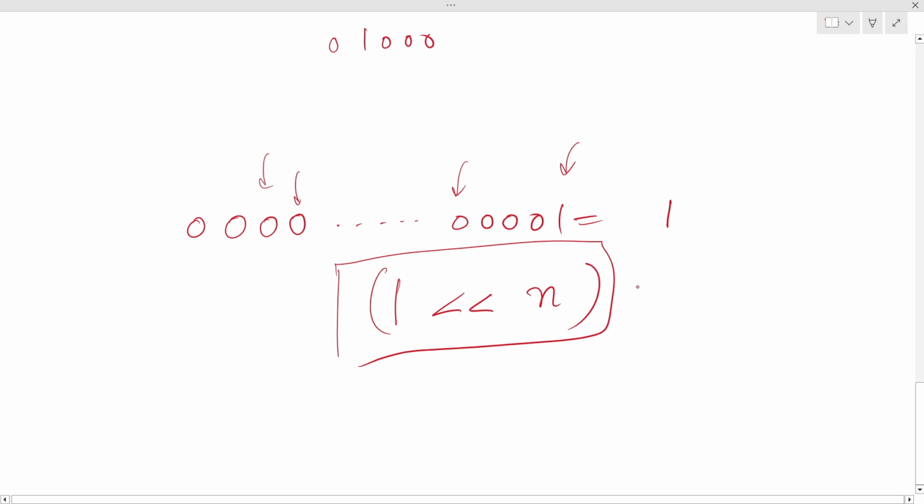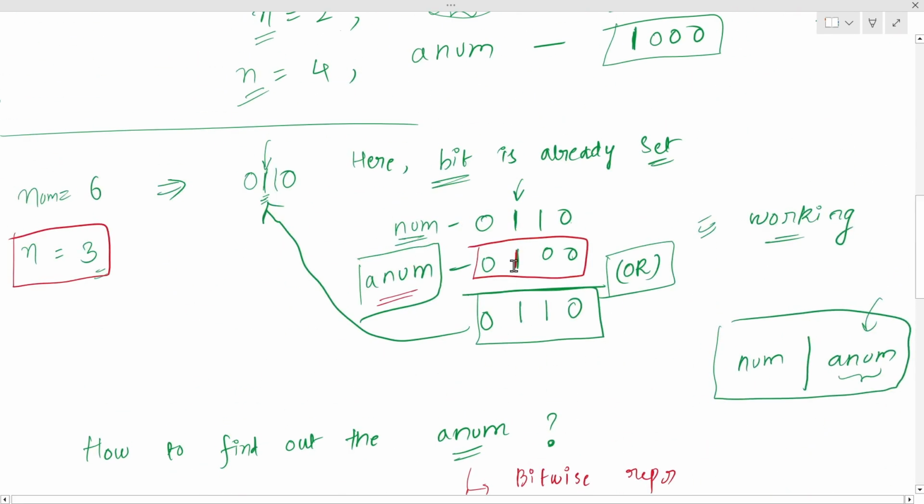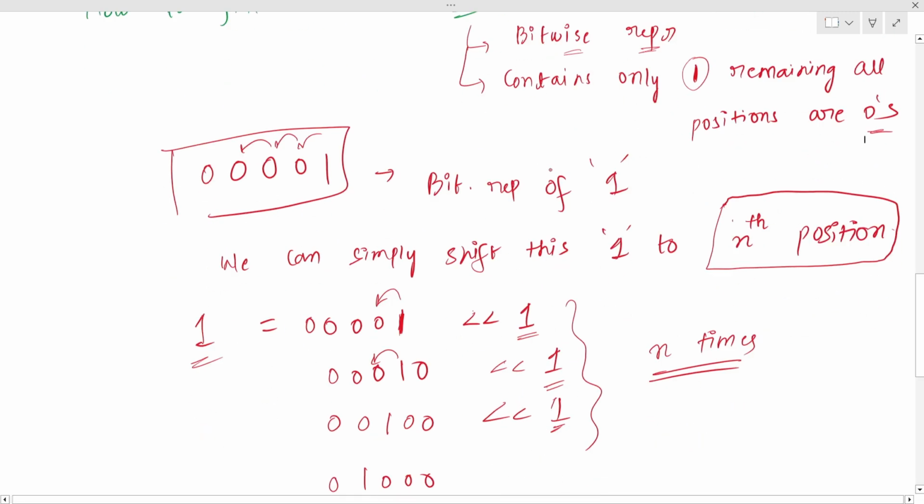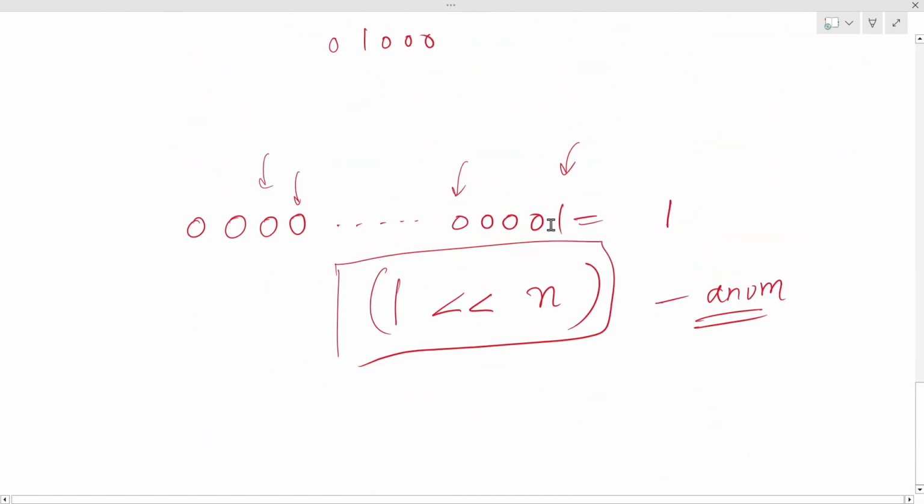This is your a num. Now you got your a num, right? What is a num? 1 left shift n times, because that is going to give you your a num. Because your a num only contains a bitwise representation with only one 1. Remaining all positions are zeros. So we got to know how to find a num.